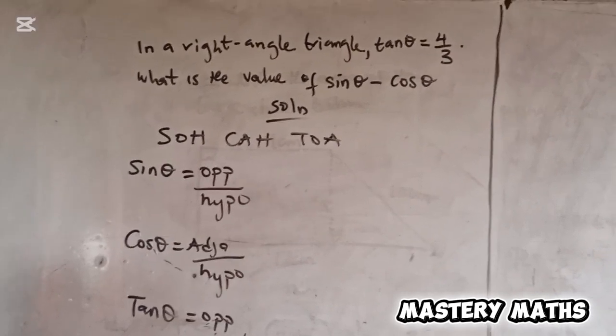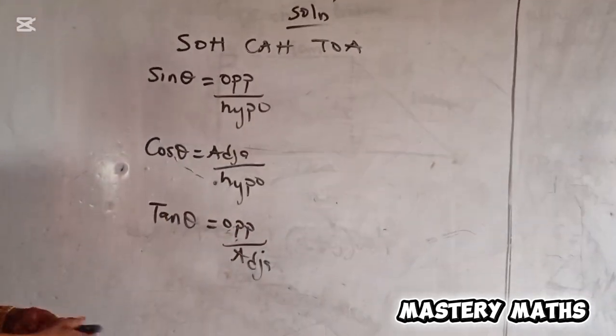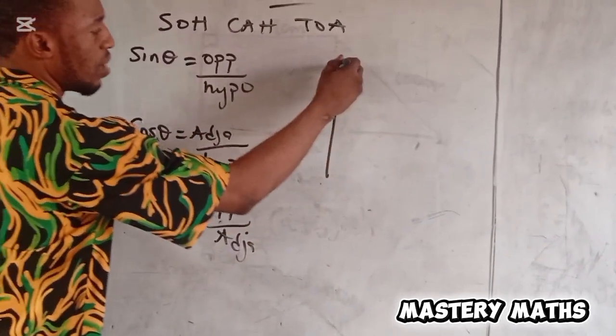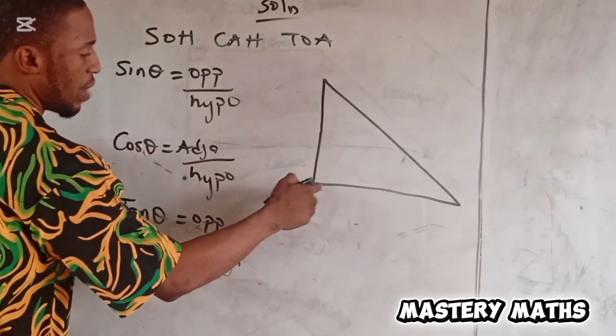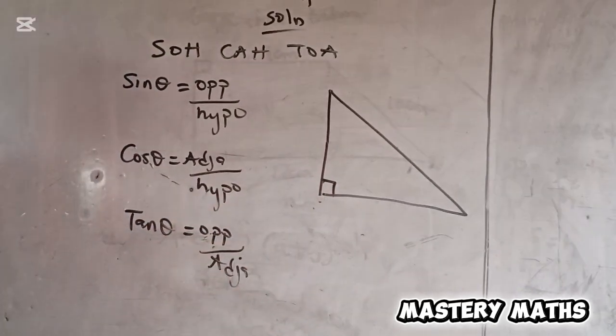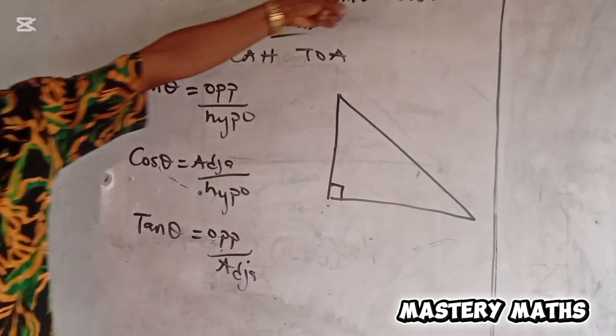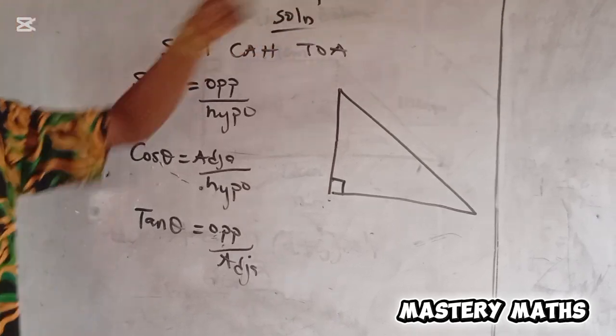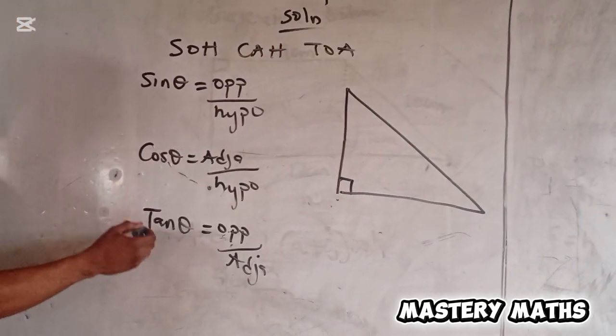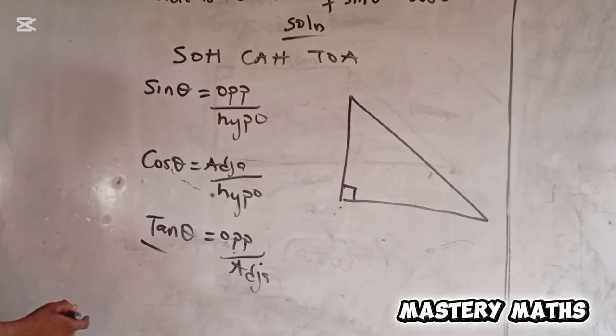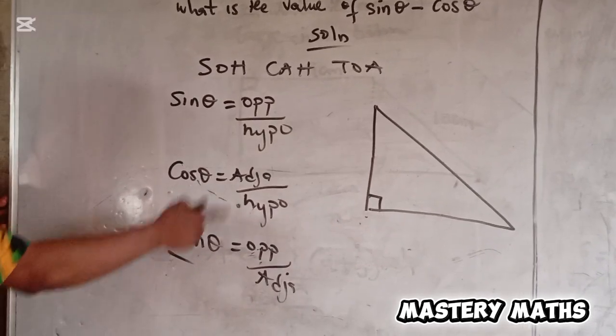Looking at the question on the board, they said in a right angle triangle. Let's draw a right angle triangle. This is a right angle triangle. They said in a right angle triangle, tan theta is 4 over 3. So we are using this tan theta, 4 over 3.